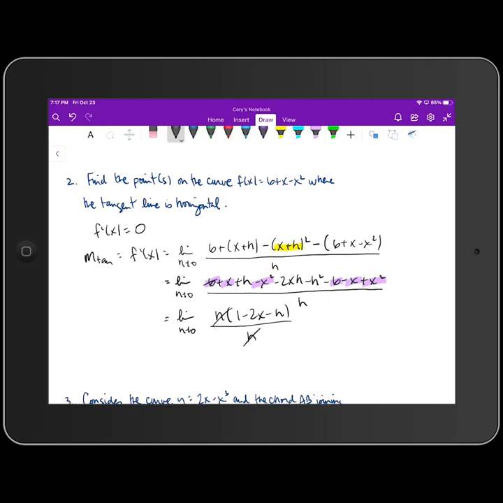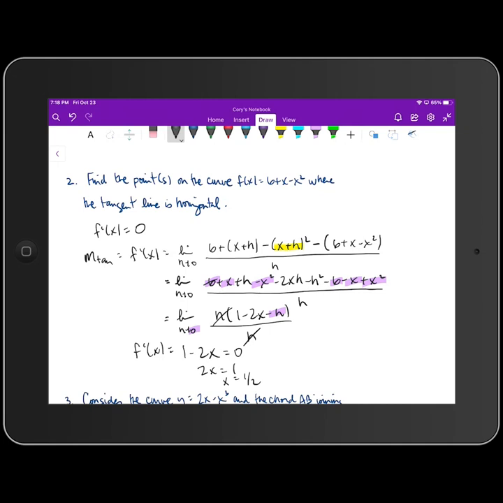So once we cancel those factors of h, now we can directly substitute 0 in the place of h. Okay, which makes f prime of x equal 1 minus 2x. So all we want to do here is figure out where 1 minus 2x is equal to 0. And that happens when 2x is equal to 1 and x is equal to 1/2.